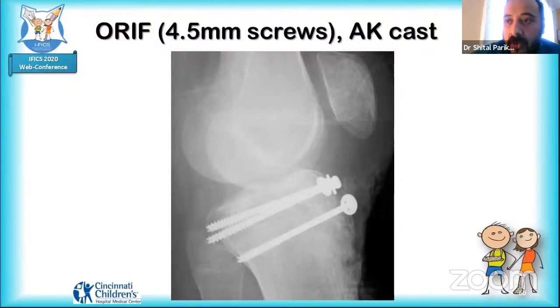But just to point to the fixation, 3.5 may be okay if you have gone bicortical. These are typically big patients, they have very strong quadriceps. Most of them have higher BMIs, so getting a little bit stronger fixation. Yes, Dr. Sonongo.